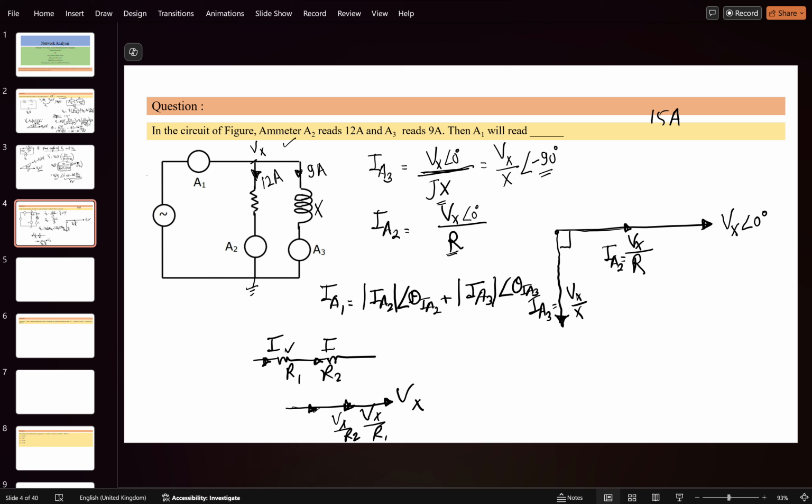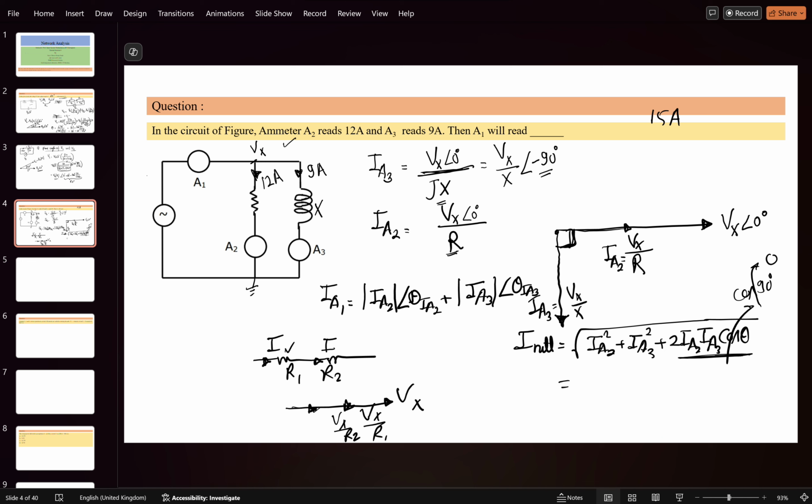Okay, so how to add these two? For adding both terms, you know what the net equivalent current will look like. It will be IA2 square plus IA3 square plus 2 times IA2 times IA3 cos of the angle between them. Here the cos 90 is there, because the phase angle between both phasors is 90 degree. So it will become 0. This term will not come into the picture because cos 90 is 0. So what will be the magnitude here? IA2 it is already there.